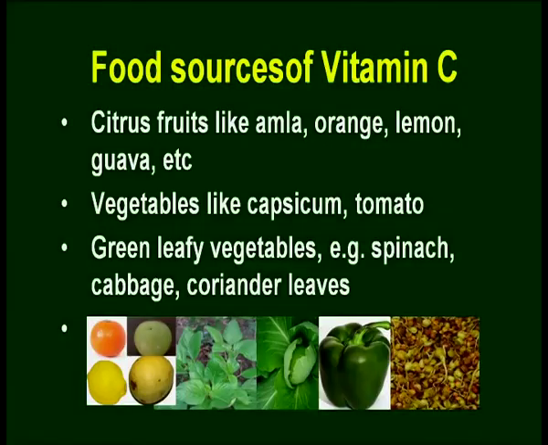It is available in large amounts in citrus fruits. Orange and lemon are citrus fruits. And amla is one of the richest sources of vitamin C, followed by guava, though it is not a citrus fruit. Vegetables like capsicum and tomato are good sources. Green leafy vegetables are very good sources of vitamin C. Spinach, cabbage, coriander leaves are vitamin C rich sources.